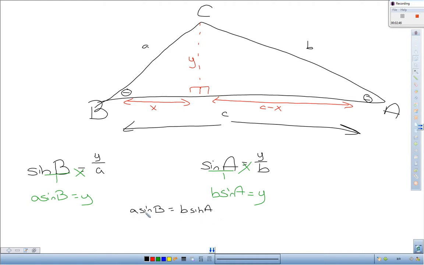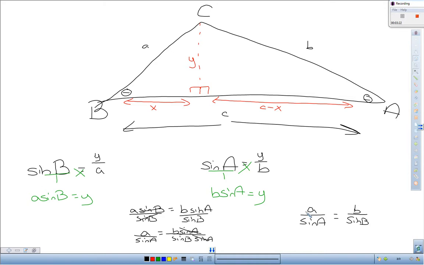And then doing a little bit of fancy algebra, what I'm going to do is divide by sine B on both sides. So that crosses out and that just leaves A. So I'm left with B sine of A over sine of B. And then I'm going to divide by sine of A on both sides. And then that crosses out. And so then that leaves me my law of sines formula. A over sine of A equals B over sine of B.